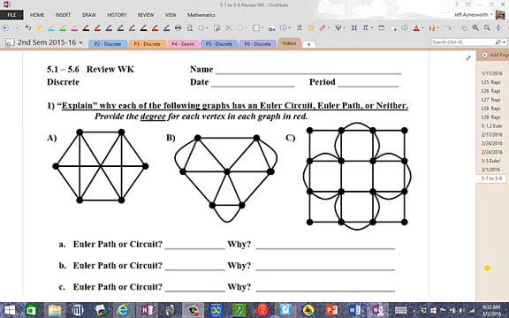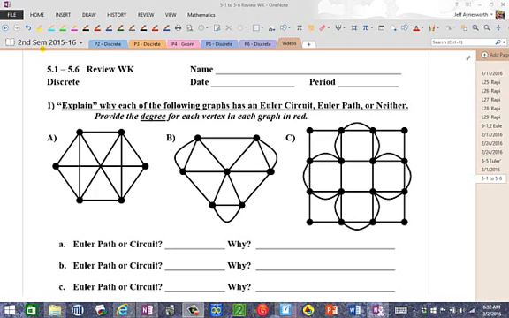Hey everybody, good morning. This is Mr. Ainsworth, and we're going to get into a review over the first six sections here in discrete or modern math. So have your review out. I would also have all your notes out from 1 through 6, so you can access those if you need to. And I would have a red pen, a highlighter, all kinds of stuff to get ready to do the best job you can to get ready for your test over the first six sections.